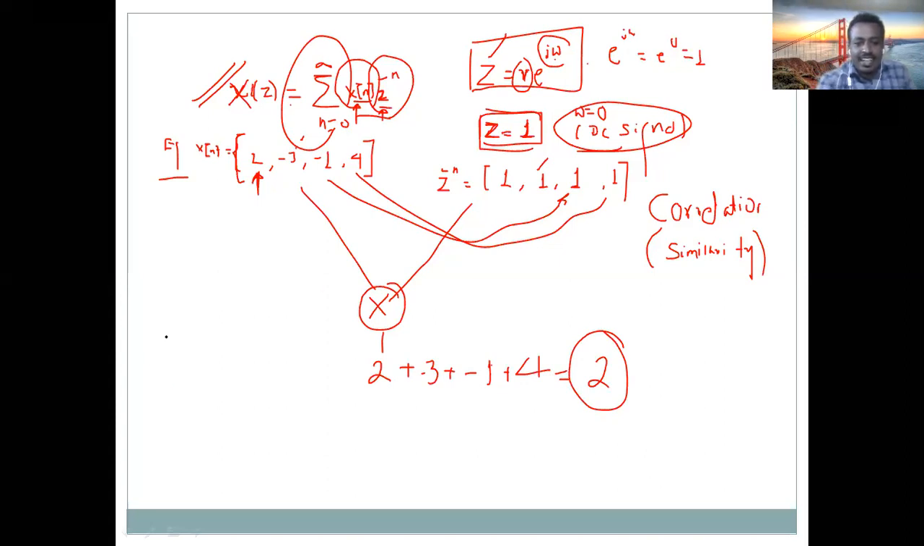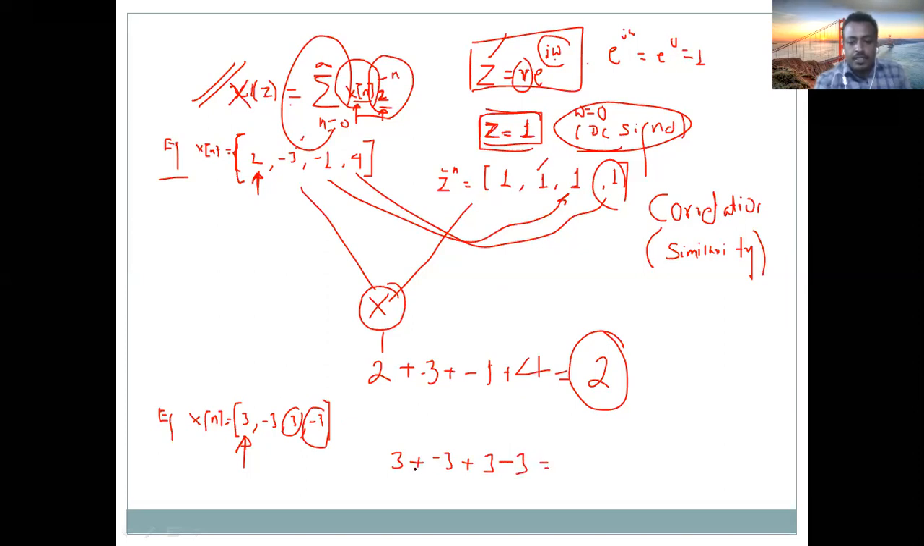Okay, let's take another signal x of n: 3, minus 3, again 3, minus 3. Now, when you do correlation of this second signal with the DC, what do you get? 3 times 1, 3, plus summation, minus 3 times 1, minus 3. 3 times 1 again, we get 3. And finally, minus 3 times 1 here, Z is always 1. It will be minus 3. So what is the summation here? 3 minus 3, 0. This is 0.